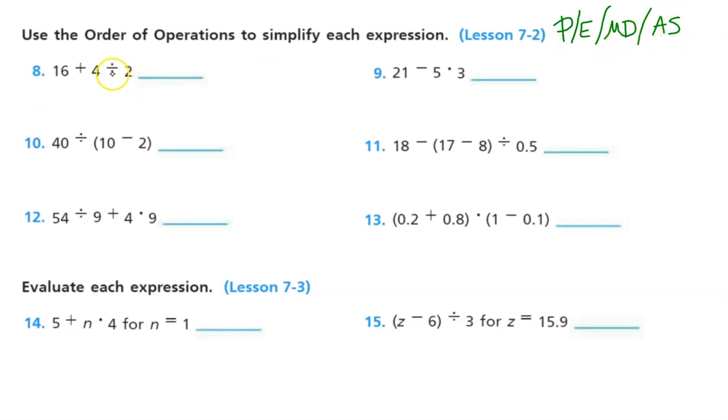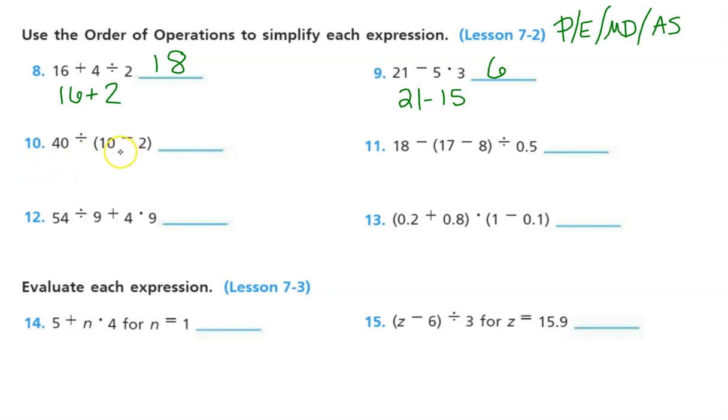So here I see 4 divided by 2, and 4 divided by 2 would be 2, so I'll bring that down there. And then I'm going to bring down the rest of the problem, which was 16 plus. So 16 plus 2 is 18. Moving on to number 9. Again, look for multiplication and division first. So 5 times 3 is 15. Bring down the rest of the problem, and 21 minus 15 is 6.